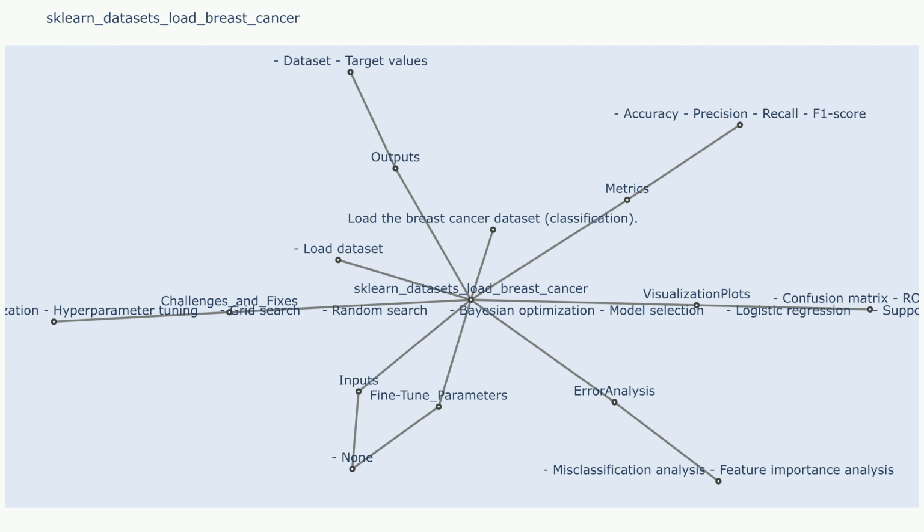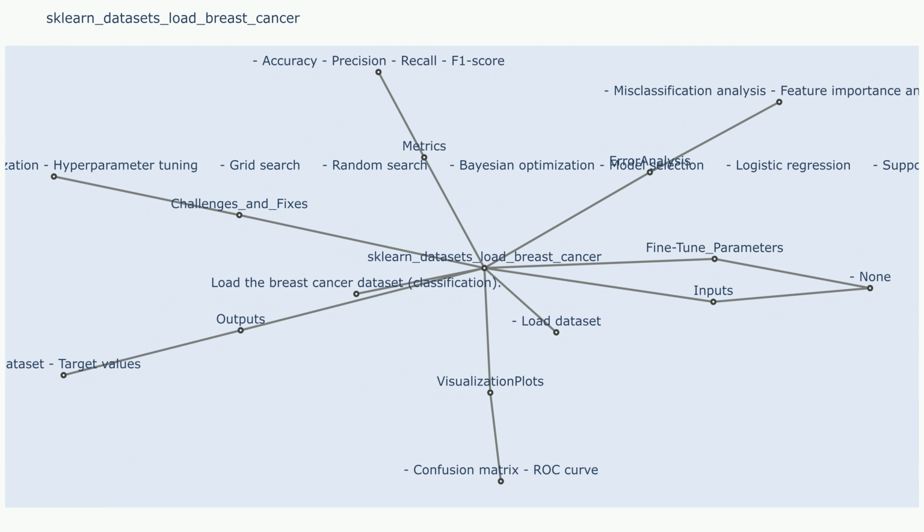Fixes to challenge 1: oversampling, replicating minority class samples to balance the dataset. Undersampling, removing majority class samples to balance the dataset. Cost-sensitive learning, assigning higher weights to minority class samples during training.